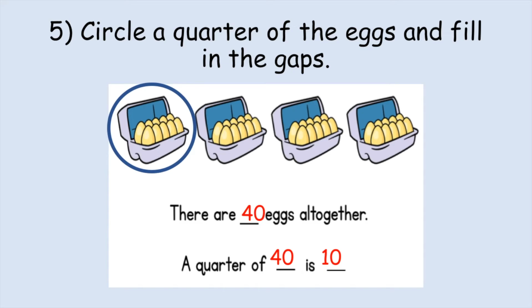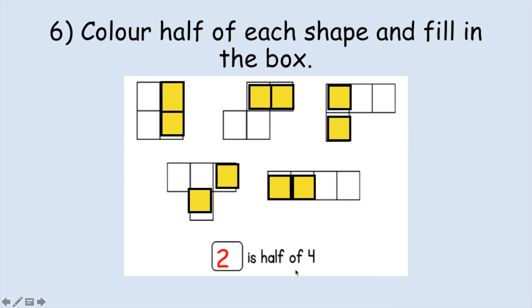Circle a quarter of the eggs and fill in the gaps. So I have 4 groups and I'm looking for 1 quarter, so that's 1 of the 4 equal groups. So I have circled it and there are 40 eggs altogether, 10, 20, 30, 40. And a quarter of 40 is 10. Well done if you got that correct.